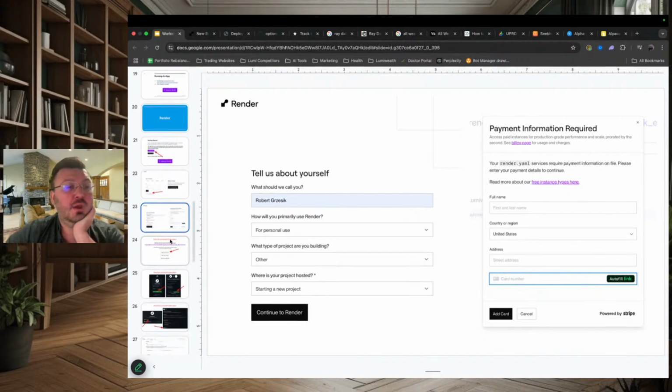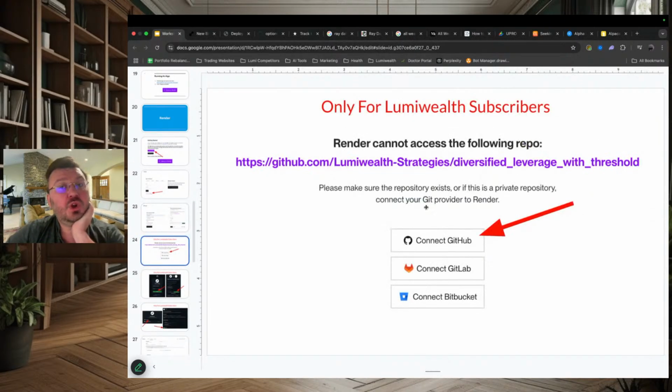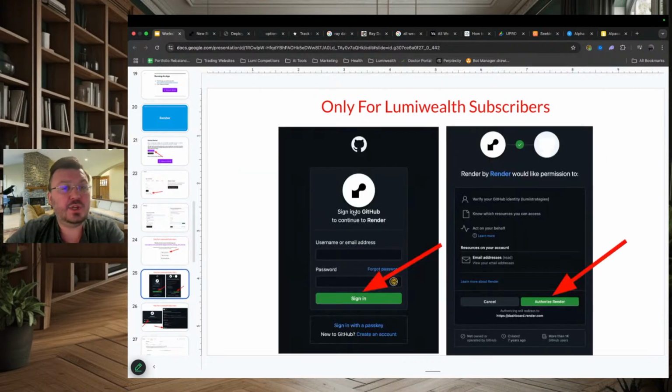Once you have done that, if you're running the free thing, you won't have to do this. But if you're running one of our paid algorithms, one of the ones that's in a pro plan or all access plan, you're going to have to connect your GitHub. So you'll get to this page here. You'll click on connect GitHub. And then you're going to go through this little flow here.